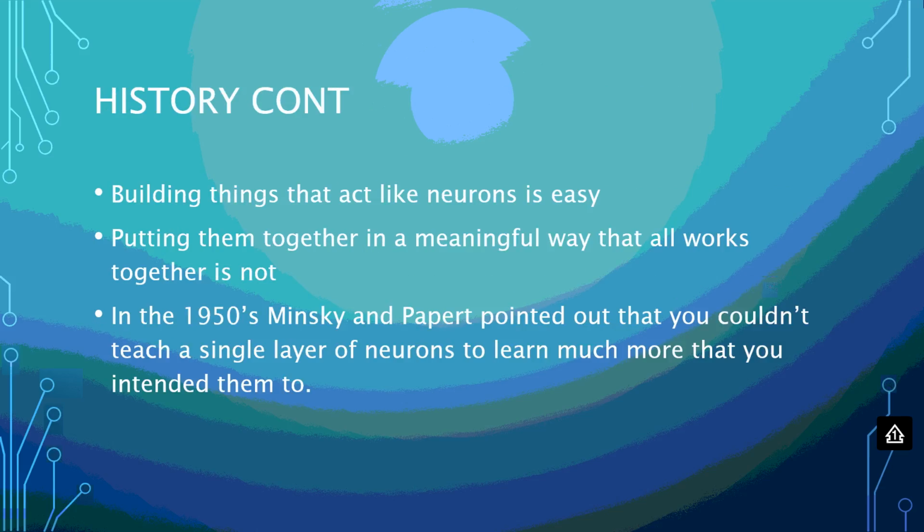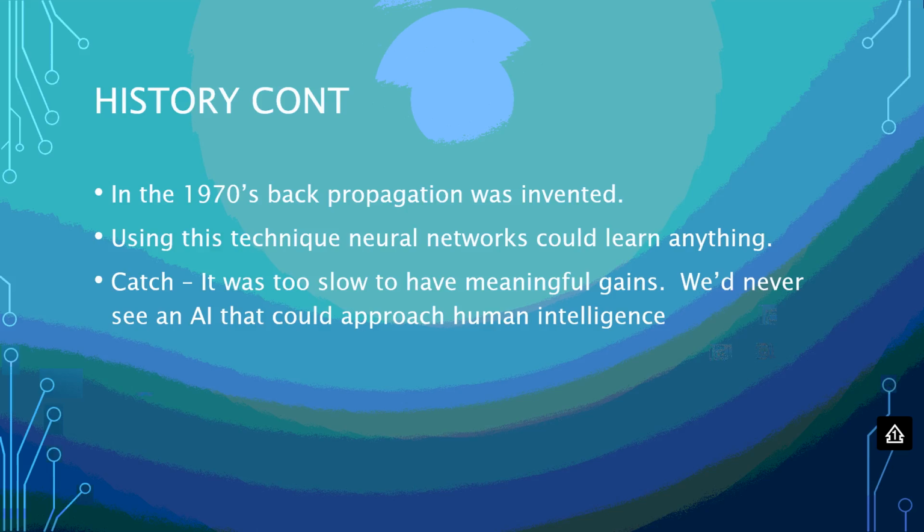Building the neurons and things that act like neurons is an easy task. Putting them together in a meaningful way, however, was not an easy task. And in the 1950s, everything was done on single-layer neural networks. What was discovered by Minsky and Papert was that you couldn't teach a single layer of neurons to learn much more than what you wanted them to learn.